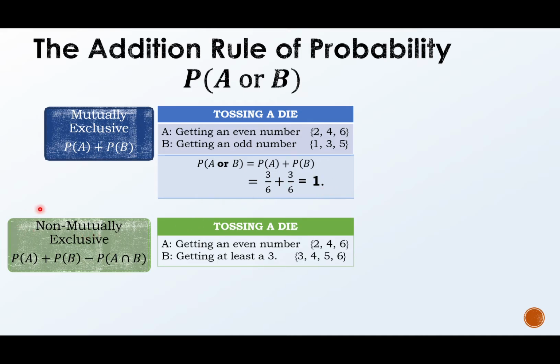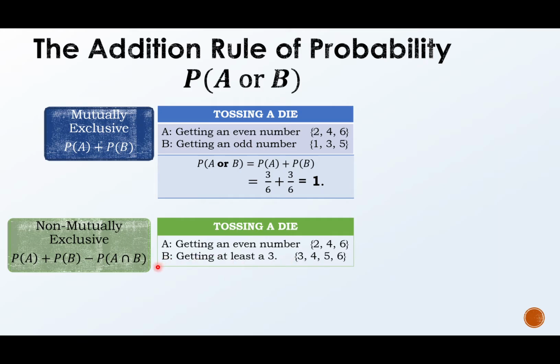Okay. So for the same experiment, tossing a die, what if our event A is getting an even number, still the same, so we have these 3 inside the event, and event B is getting at least a 3. At least means minimum 3. So pwede ang 3, we go higher, 4, 5, and pwede ang 6. So we have 4 sample points inside this event.